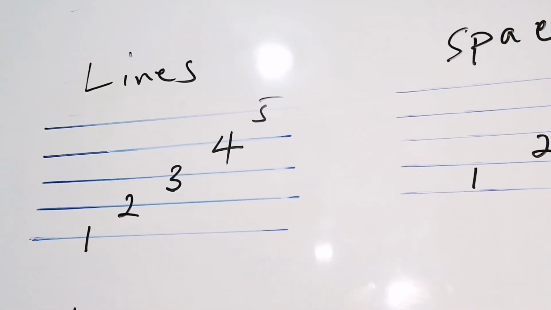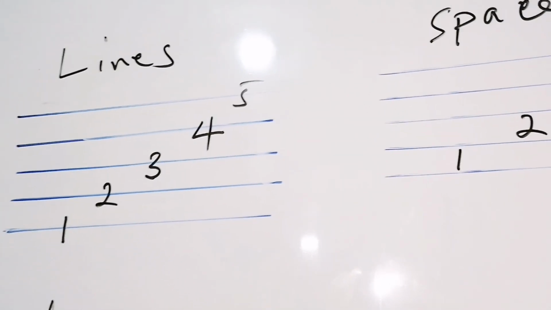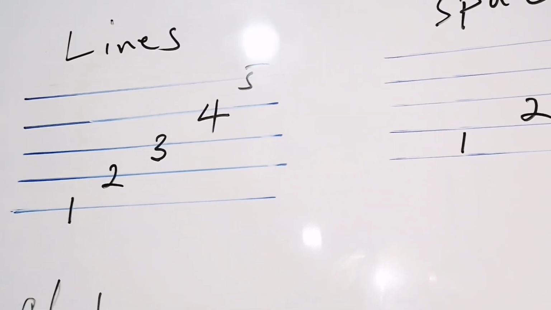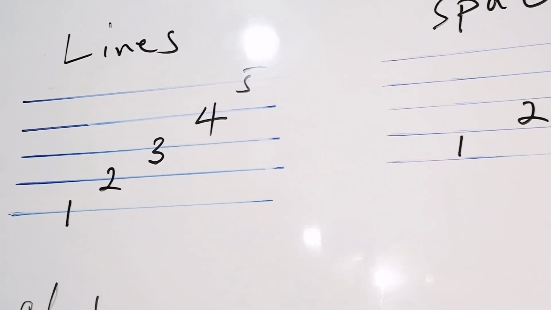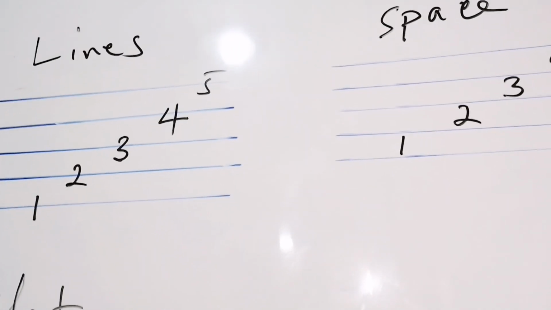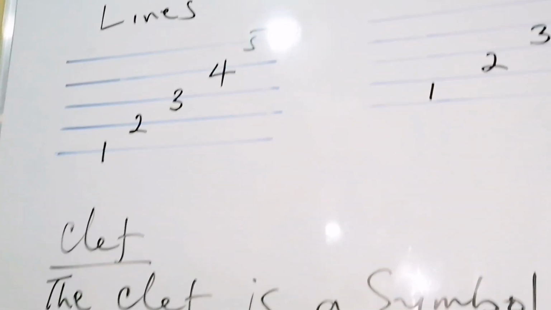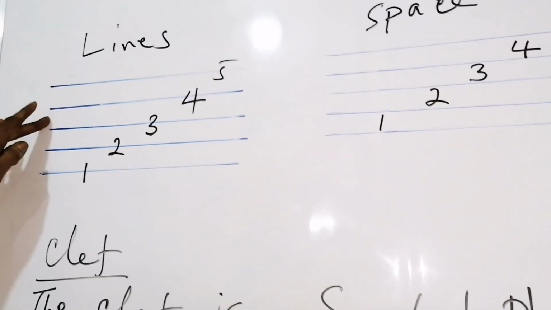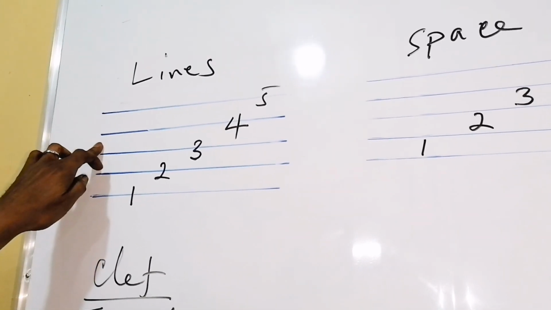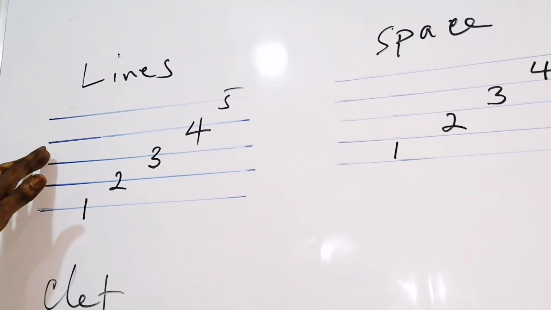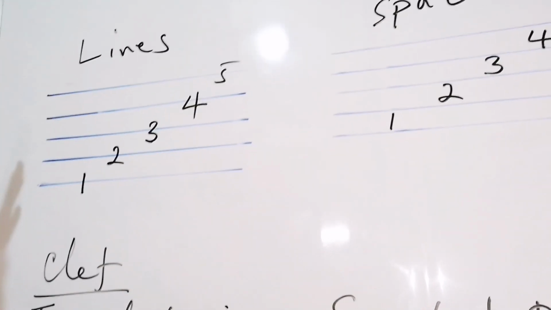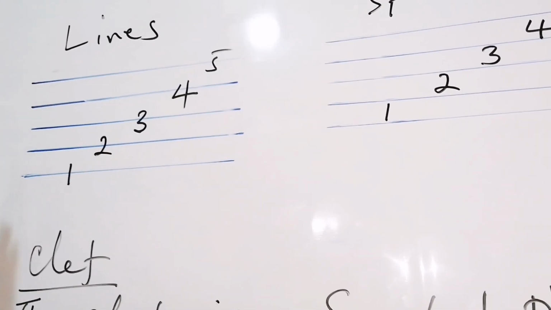And you may not know those names unless there is what we call a clef. And let me say again that the names of the notes are determined by the clef, which is placed at the commencement. A clef is always placed at the commencement of the stave or staff. And there are various clefs, and I want us to discuss it now.